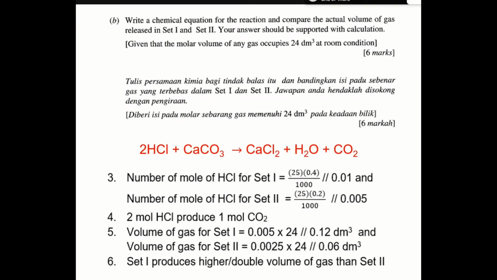They forgot about the keyword of compare. When they come up with the keyword of compare, they're going to give the comment. So the comment could be, set one produces a higher or double volume of gas than set two. They need to give the comment, but for sure, giving the comment like double volume of the gas will be much better compared to higher, because here it's not only higher but it's double. But they just accept it if the student is able to know that 0.12 is higher than 0.06, that same meter cubic. Okay.